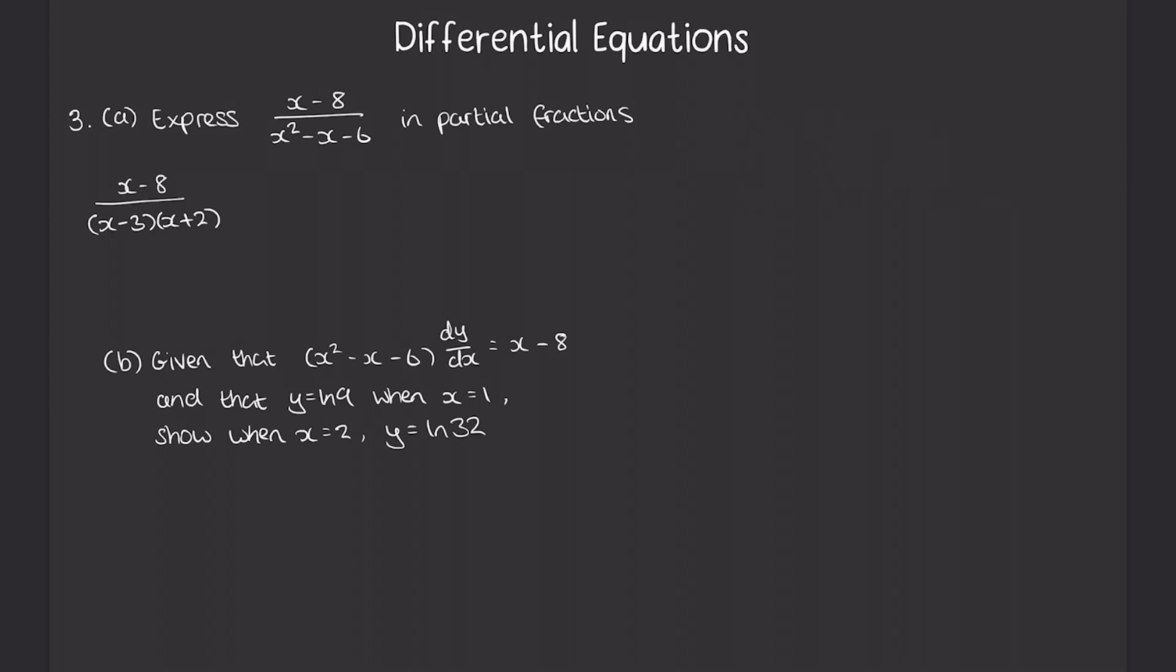And then what we can do is write x minus 8 equals a over x minus 3 plus b over x plus 2, right? This is just simple partial fractions. If you don't know how to do partial fractions, I will link somewhere. I'm like 99% sure I've done a video on it, but it's been quite a while, so if I haven't, I will link another video on partial fractions if you don't know how to do it.